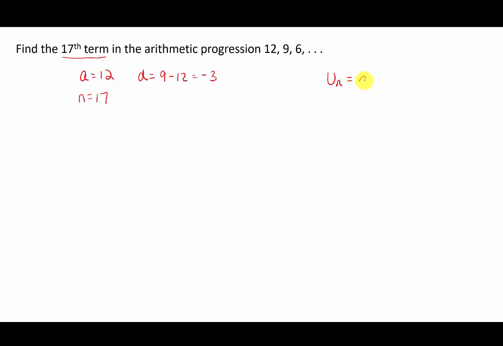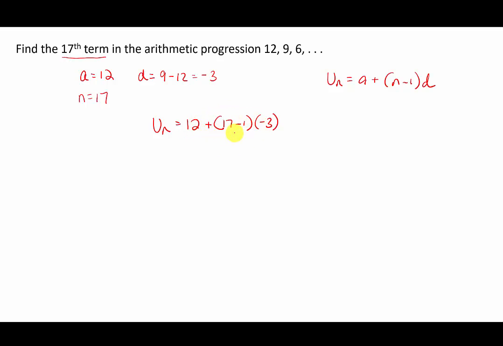We are going to go to this formula here that I gave you on the last page. Okay, and so let's just start plugging in and see what we know. We don't know U sub n. We're supposed to find the 17th term, which means find the value of the 17th term. And then A was 12. In this case, N was 17. And D was -3.